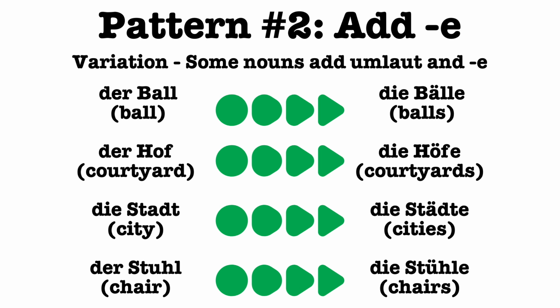Occasionally this ending is also used for nouns that have a flair for the dramatic, we'll say. They require an umlaut in addition to the e. For example, der Ball, die Bälle, der Hof, die Höfe, die Stadt, die Städte, der Stuhl, die Stühle.